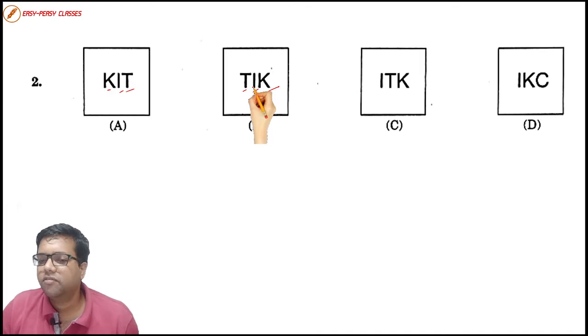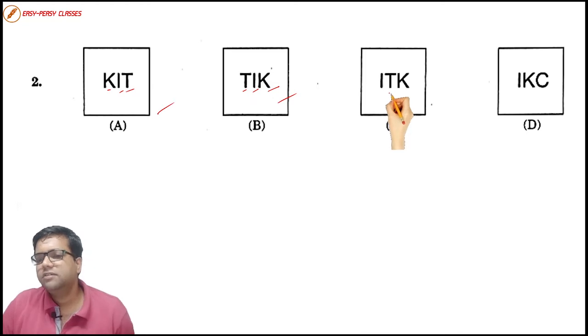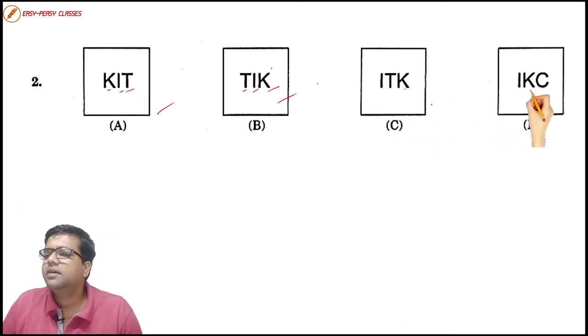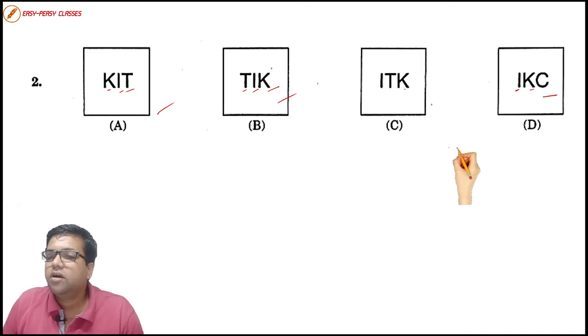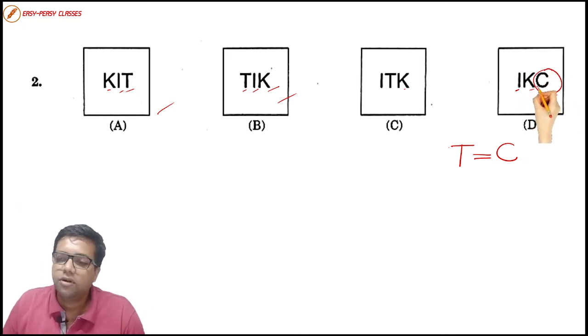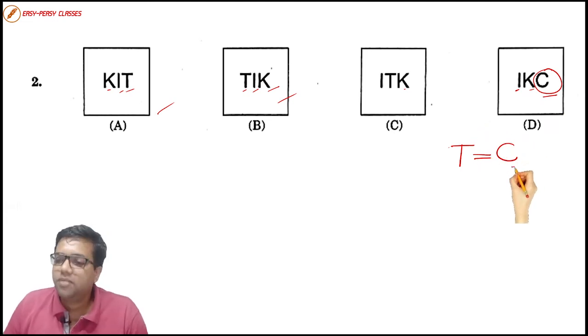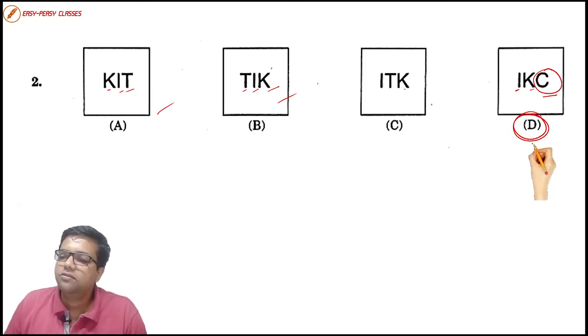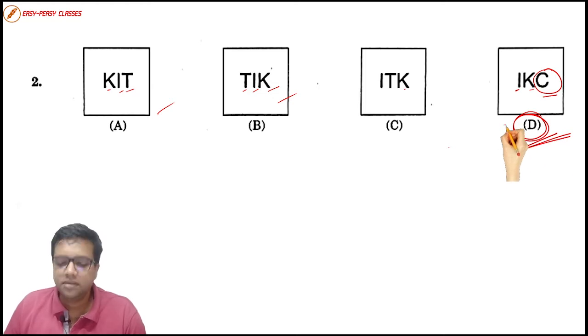The same number of letters and similar kinds of alphabets are there in the first and second as well. The third figure has I, T, K. All right, sounds similar, K, I, T. The same thing has been jumbled again. The fourth figure contains K, I, C. Instead of T, here it has been replaced with the C. So this becomes KIC or IKC, whatever you call it, but the T has been replaced with C, which makes it different from all the others. So this becomes the odd one out. So the answer for the second question is option number D.